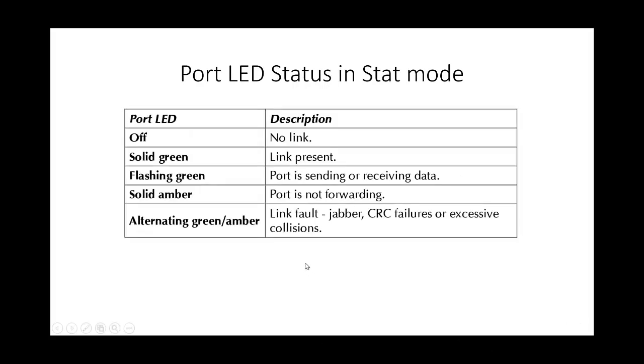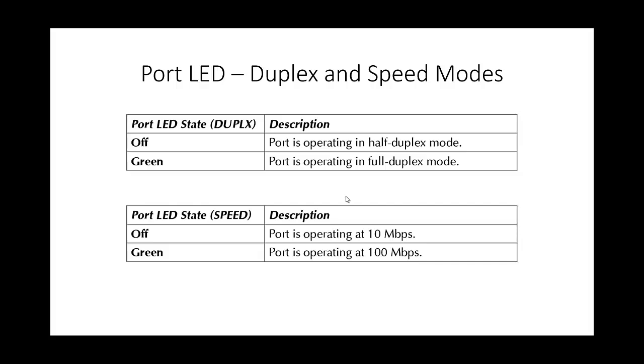So when in STAT mode, you've got solid green, flashing green and solid amber, and you've got the different states. Solid amber means the port is not forwarding. That would relate to spanning tree protocol, where a port can be put into the blocking state, and that runs on all switches. We will cover more about STP later on in the course. Then you've got the duplex and speed modes. Off means half duplex, green means full duplex, and the popular one is when you're in speed mode: off means the port is operating at 10 megabits per second, or green operating at 100 megabits per second.